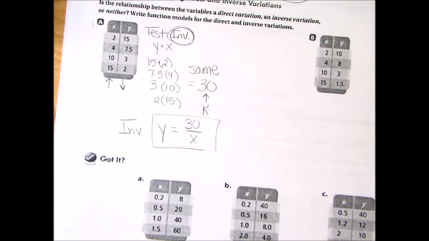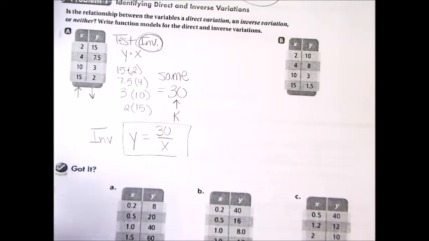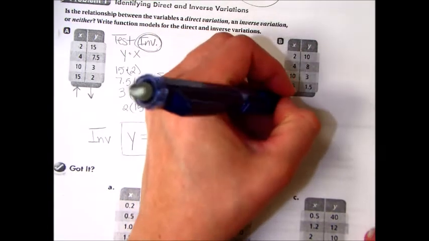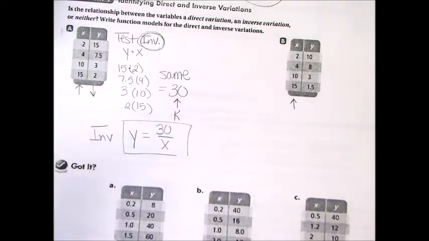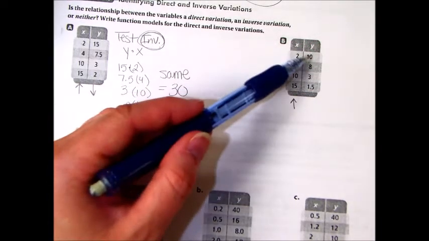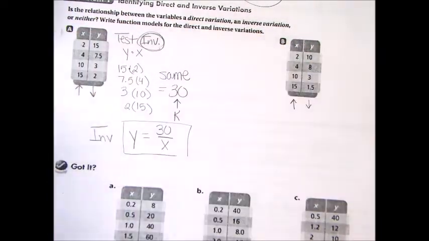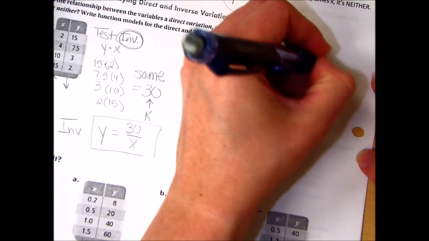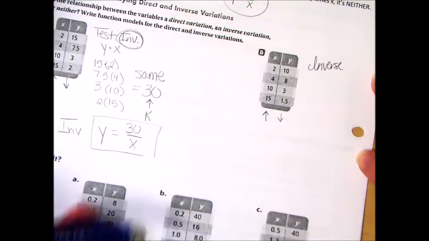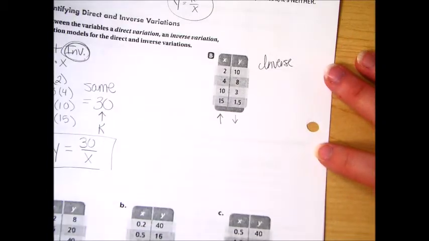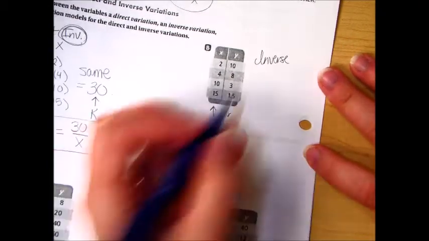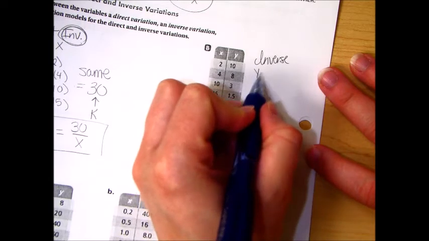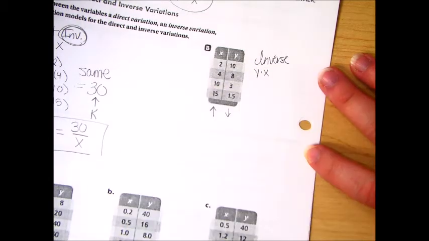Part B. Look at your x's. Can you see how your x's are again increasing? I'm noticing it goes 2, 4, 10, 15, so those are going up. But I do notice that the y values are getting lower. Well, that kind of tells me I'm going to try inverse again. If that is the case, we're going to try multiplying them together. So I'll do y times x to test for inverse.